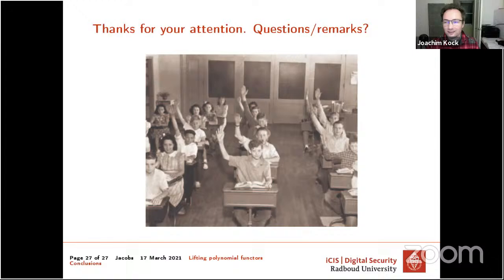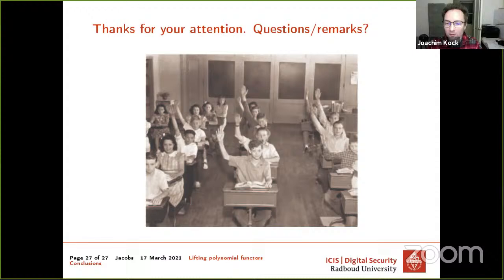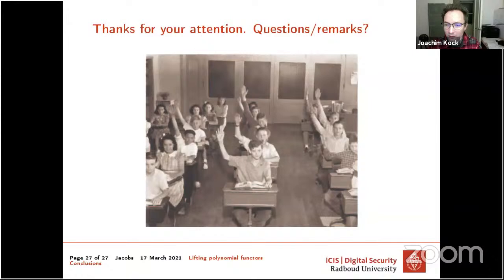I have a question myself. In at least one of the definitions of polynomial functors you gave, you included the power set functor. So that's a little bit surprising for me, at least. But do you know what is the exactness characterization of the functors you get if you include the power set functor? Oh yes, I don't think there is one.